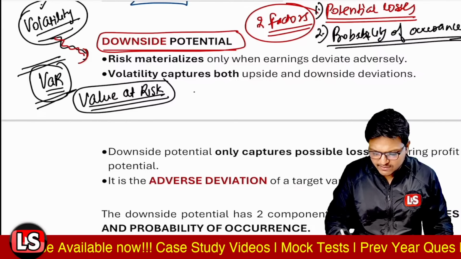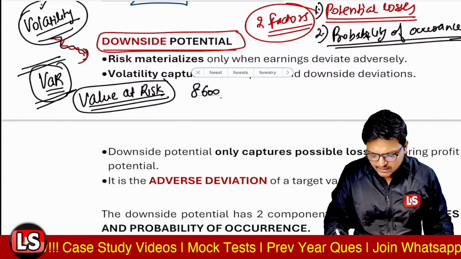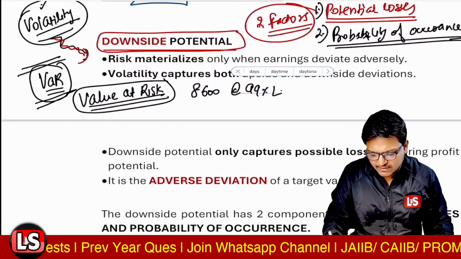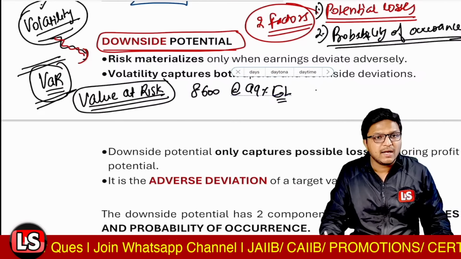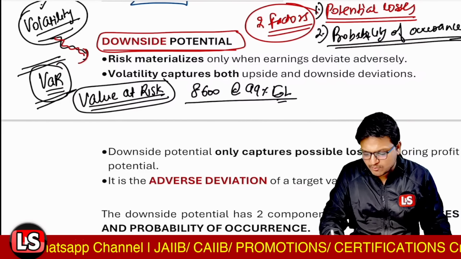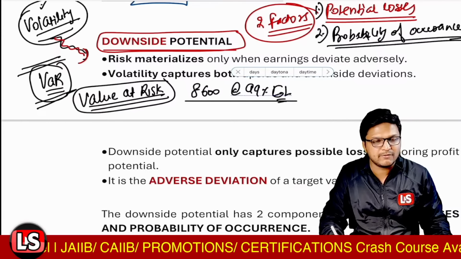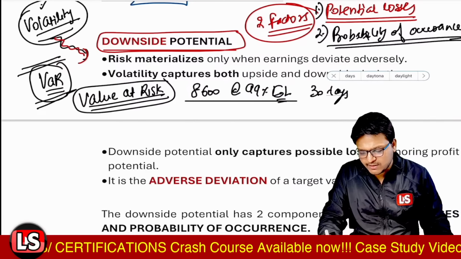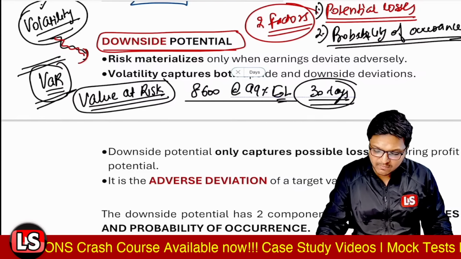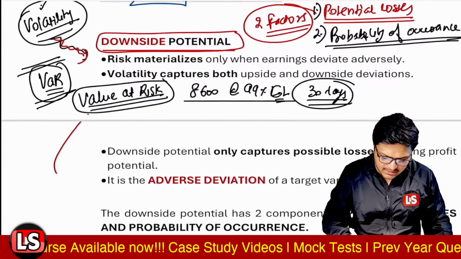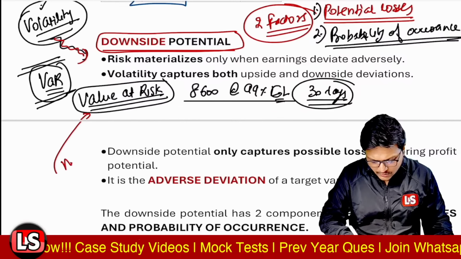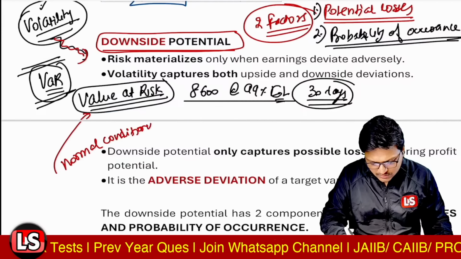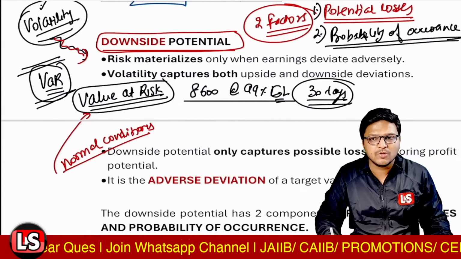Let's say it says value at risk is rupees 8600 at 99% confidence limit. That is, the confidence limit is given to be 99%. And further, it is also given for a particular time horizon. Like a value at risk for 1 day may be different from value at risk for 2 days, right? So let's say it is given to be 30 days. That is, for a 30 days period under the normal conditions, because that's the main part related to value at risk, value at risk is actually calculated for the normal conditions. It is valid only for the normal conditions, right?